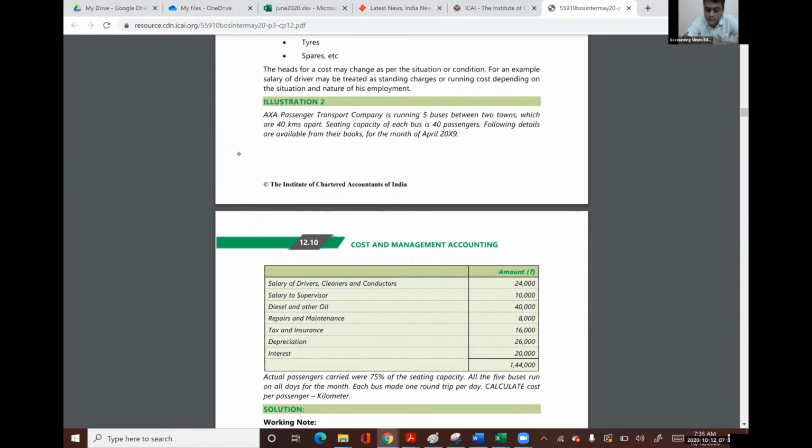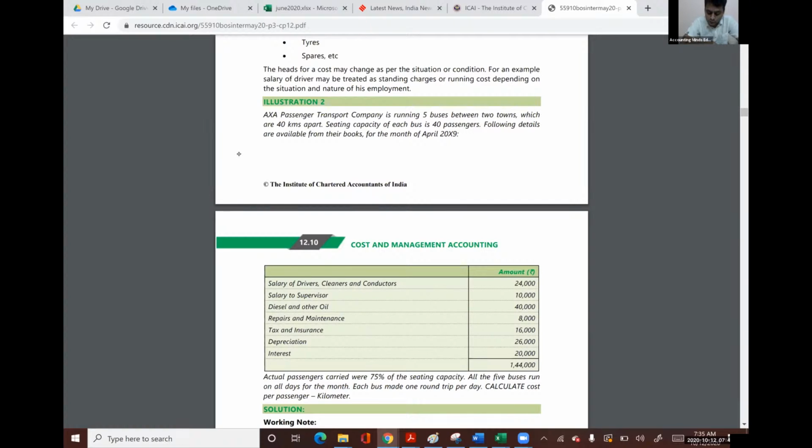4,80,000, but for costing purposes, actual passengers carried are only 75% of seating capacity, and only that can be considered. So whether you call it actual capacity or normal capacity or expected capacity, it's only 75%. So you will take 75%, right, so that becomes 3 lakhs 60,000. You're right, 3 lakh 60,000. What Sudipta said is correct. 4 lakh 80 into 75%. Okay, right, Nitya.